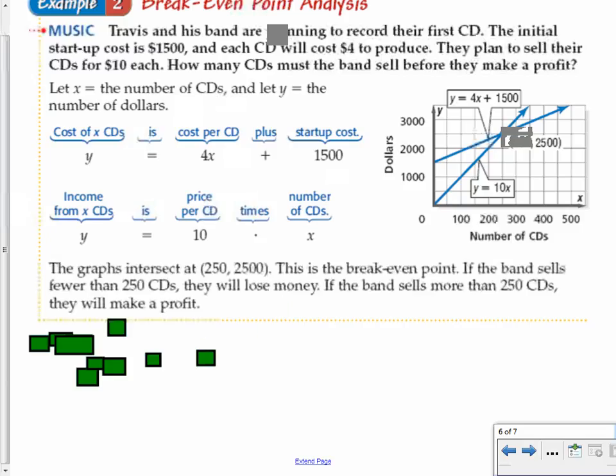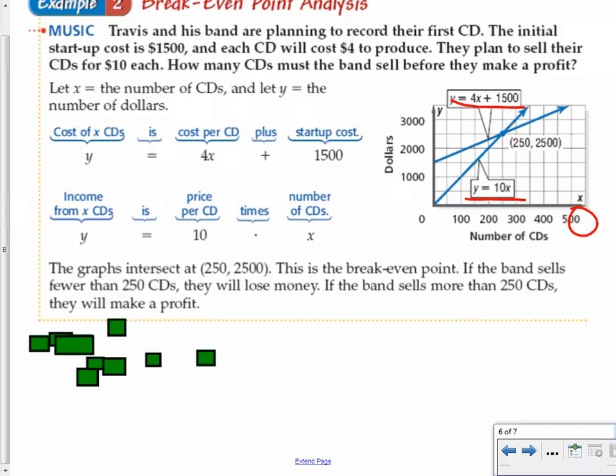So we have our two equations, y equals 4x plus 1,500, and y equals 10x. Now again, we can plot the lines on a graph and find where these are going to intersect. Well, they intersect right here at 250, 2,500.